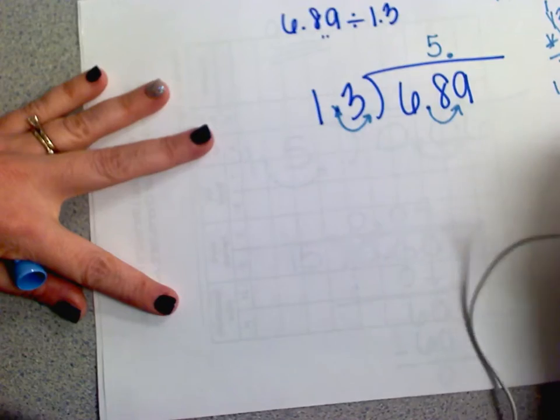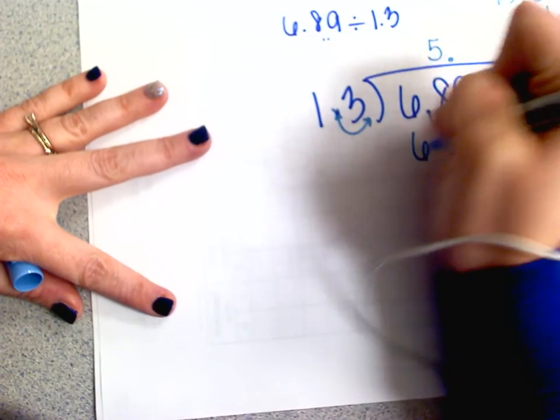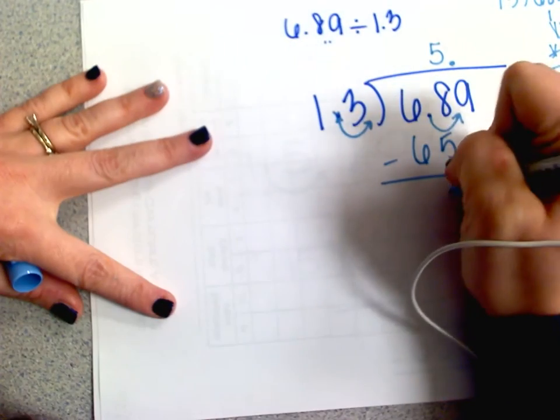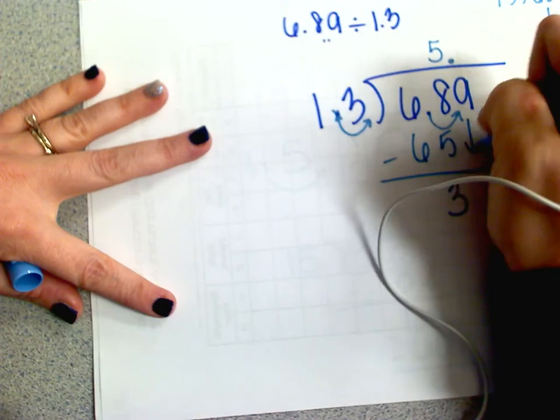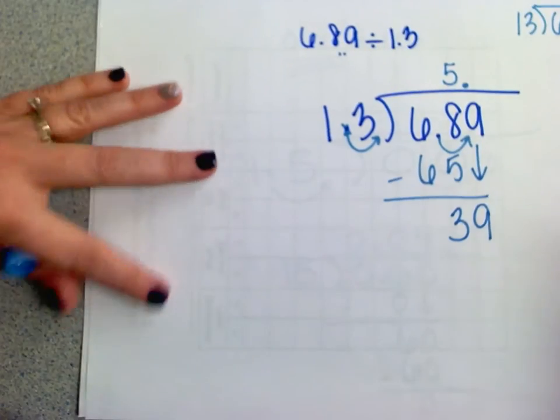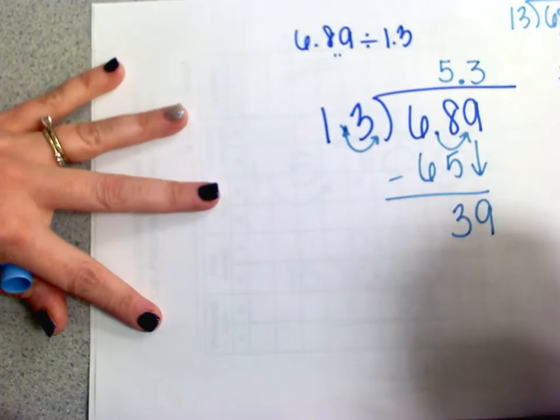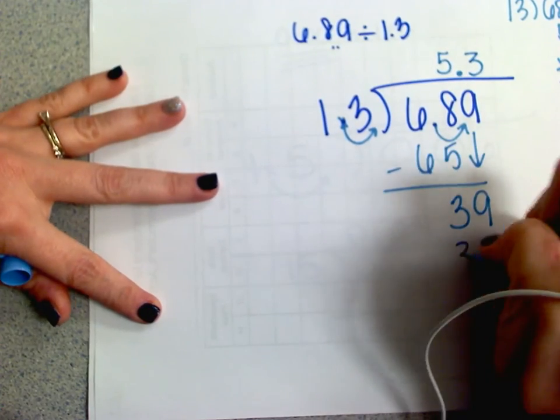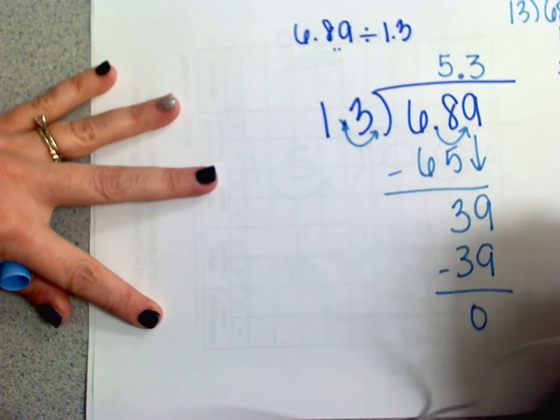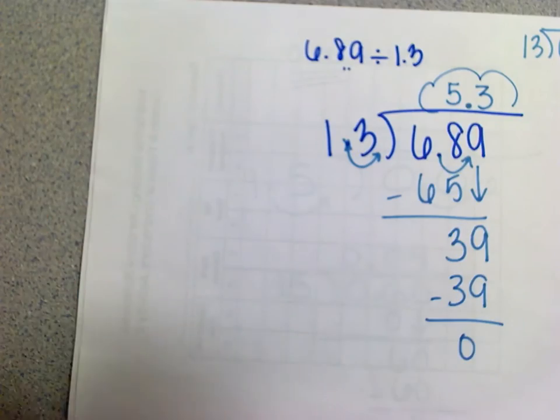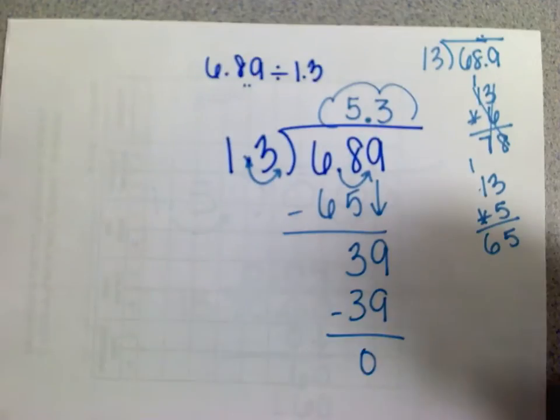5 times 13, we just decided, is 65. Subtract. 68 minus 65 is 3. Bring down. I know this one. 13 goes into 39 3 times. 3 times 13 is 39. So that works out beautifully. 5 3/10 for that one.